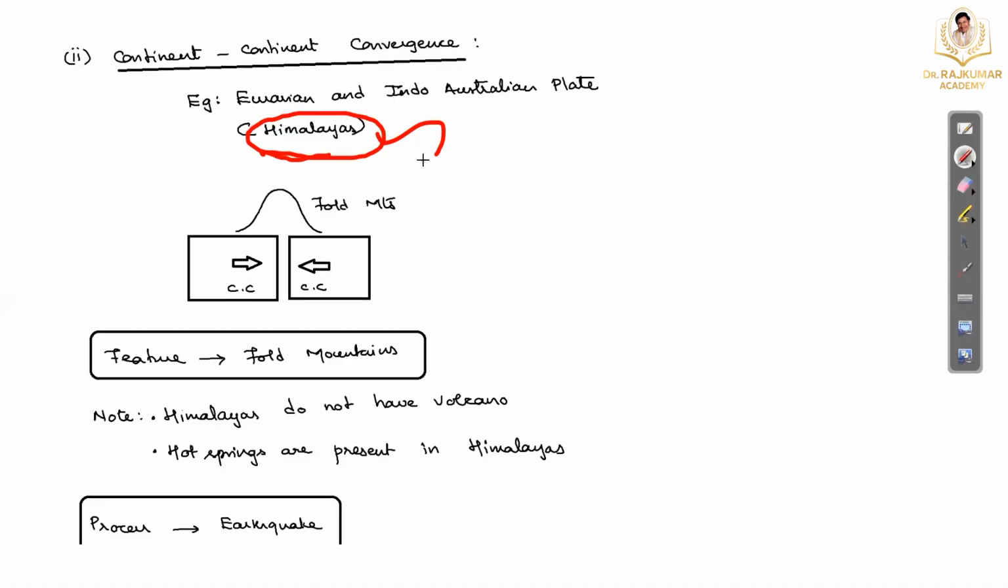The Eurasian plate and the Indo-Australian plate going for a convergence. Classical example, because that's the place where I have the formation of the Himalayas. So the Himalayas are located in a place where on both sides I have continental crust which is going for convergence.